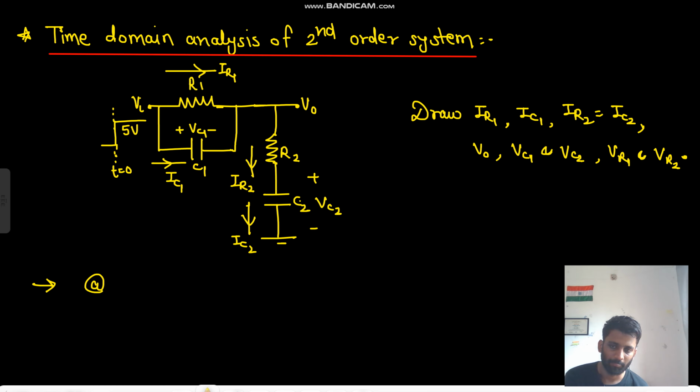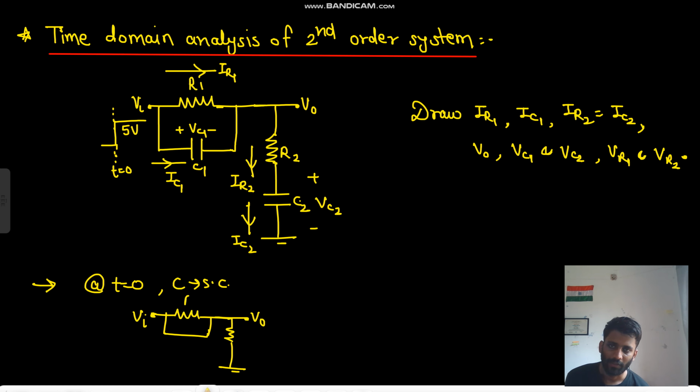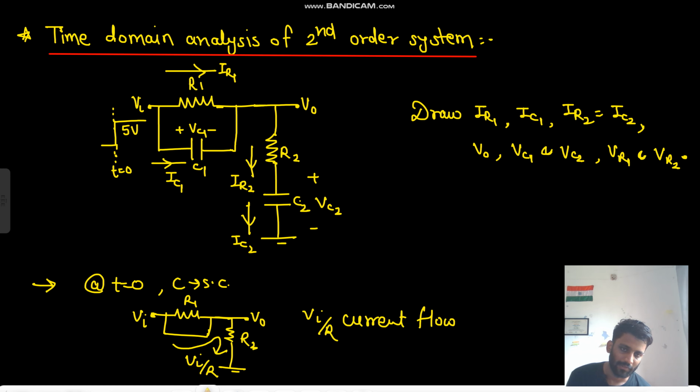So at t equals to 0, capacitor will be short circuited, right? So your circuit will be something like this. Capacitors are short circuited, right? This is V in here and this is V0, R1 and R2. So here we have V in by R current flowing, right? So V in by R current flows through C1 and C2.